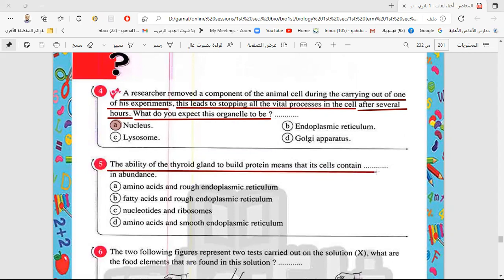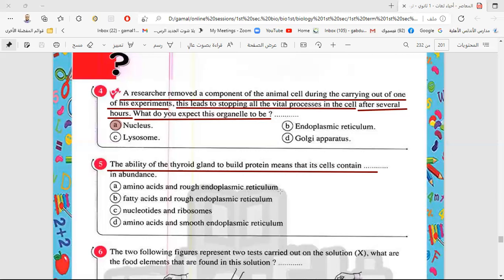Let's go to another question. The ability of the thyroid gland to build protein means that its cell contains what in abundance? Amino acids and rough endoplasmic reticulum.